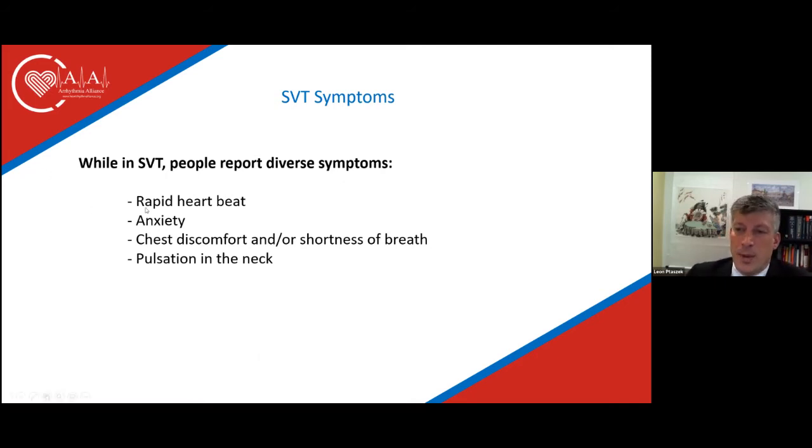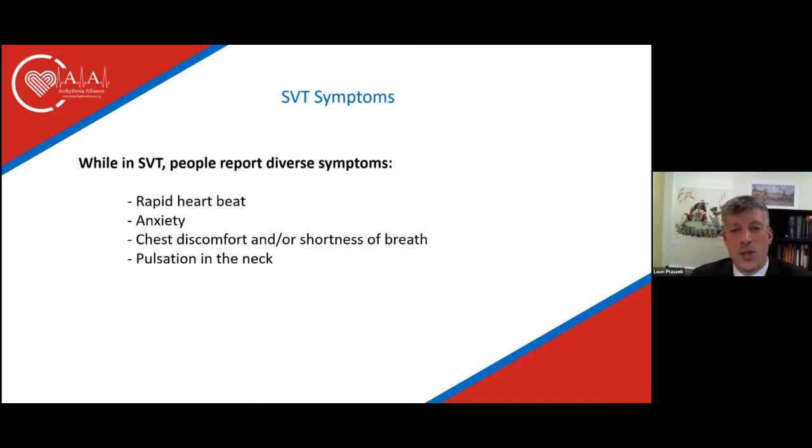In addition to rapid heartbeat and symptoms consistent with anxiety episodes, you can also experience chest discomfort or shortness of breath in the context of supraventricular tachycardia. And some people will even describe pulsation in the neck. Now, this is something that you may hear about classically in the context of the AV nodal reentrant tachycardia that I described to you in our last session, the tachycardia that's driven by a circuit around the AV node, which is, as you remember, the electrical connection between the upper and lower chambers of the heart.